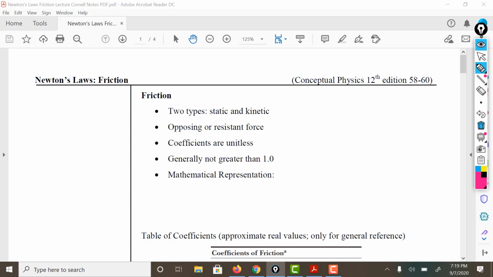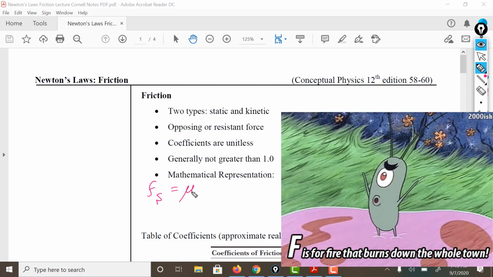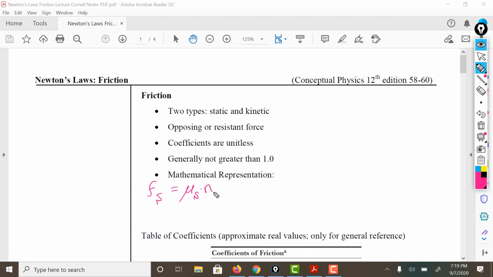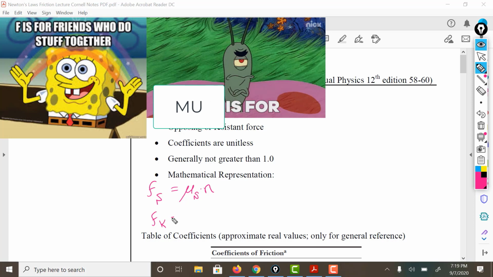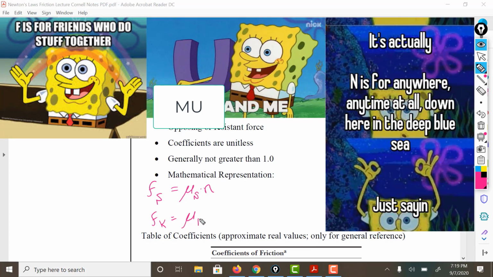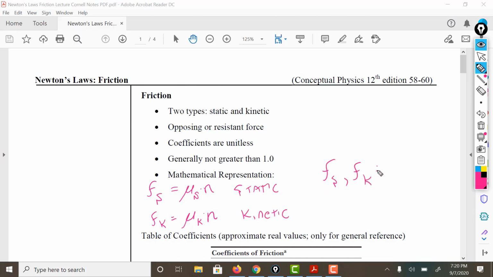The mathematical representation for this, so you have two types. You have static friction. Remember, we usually denote friction with the lowercase f. That's equal to mu times the normal. And the kinetic friction is the kinetic coefficient times the normal. For static friction and for kinetic friction, the unit is going to be a Newton.